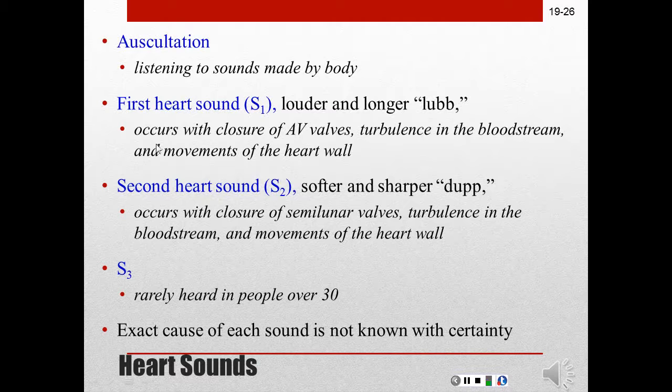The first one, S1, occurs with the closure of the AV valves, turbulence in the bloodstream, and movements of the heart wall. S2 occurs with the closure of the semilunar valves, turbulence in the bloodstream, and movements of the heart wall. Our AV valves are the mitral valve and the tricuspid valve. Our semilunar valves are our pulmonary valve and our aortic valve.